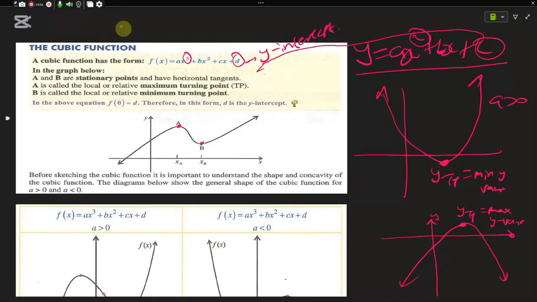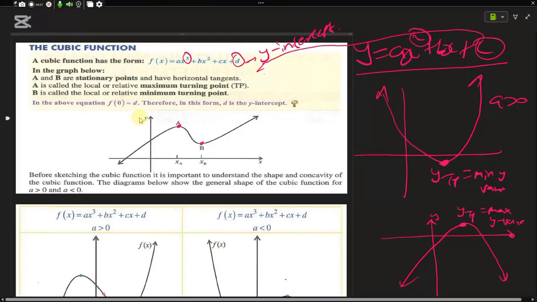Now, for a parabolic function, we have either a maximum turning point or a minimum turning point. That's it. However, for a cubic function, we have both. We have the maximum turning point and the minimum turning point on the same graph, right? So before sketching the cubic function, it is important to understand the shape and concavity of the cubic function. We'll talk about that.